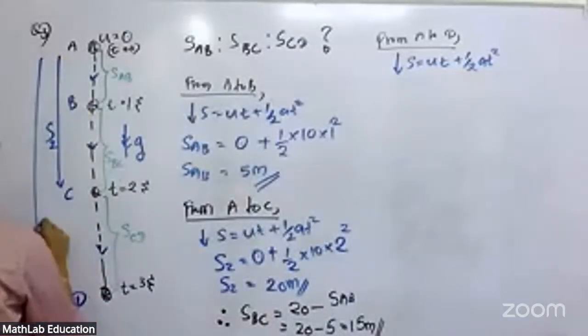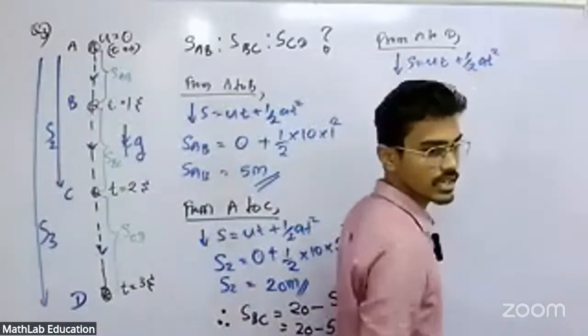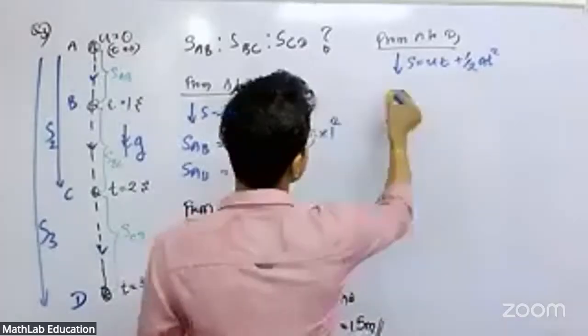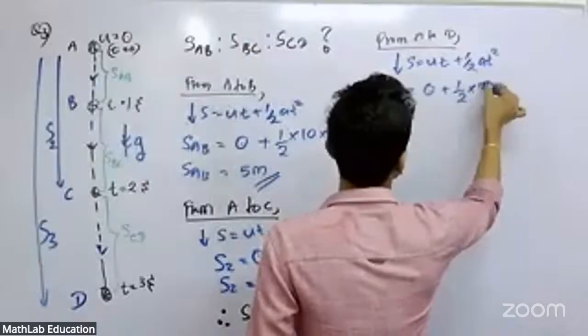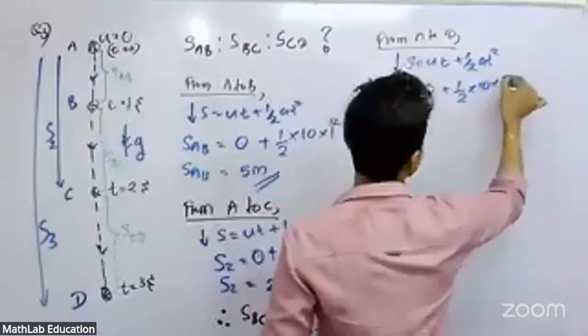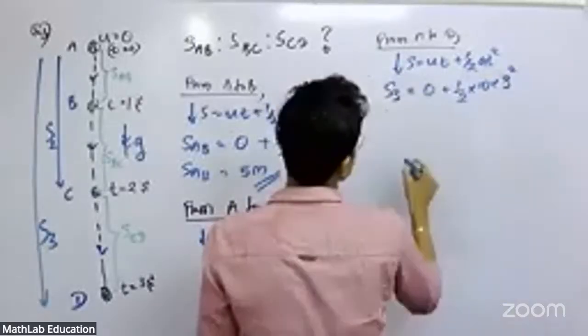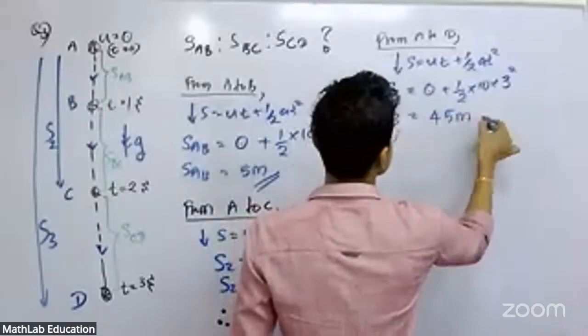Let's say that as S3. It measures the total distance S3, from A to D. So S3 equals 0 plus half times 10. Now the time interval is 3, so that is 3 squared. Simplify this: 5 times 9, 45 meters.